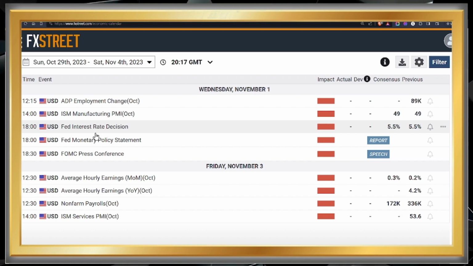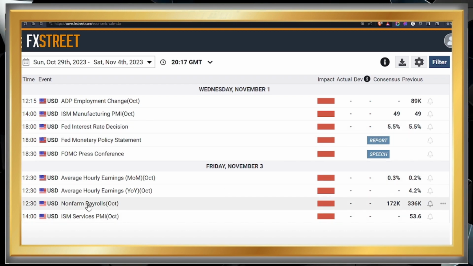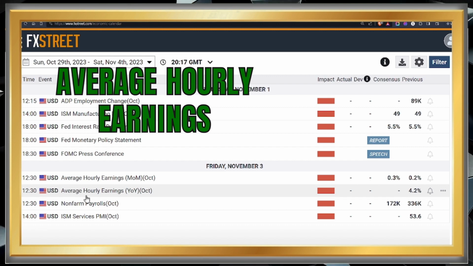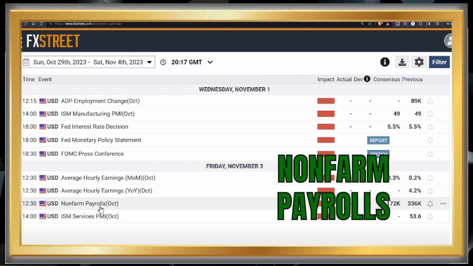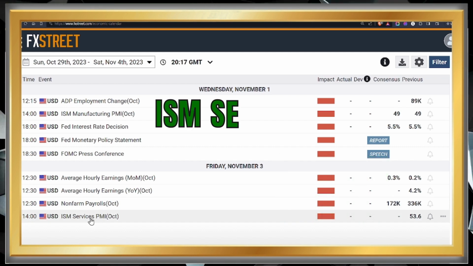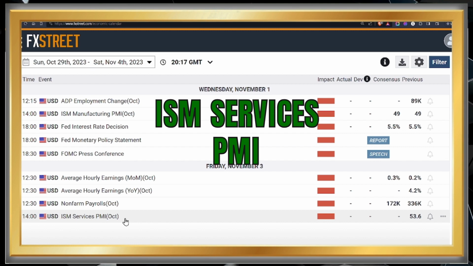Then later in the week, that's on Friday, November 3, we look forward to data coming in from the labor sector, the average hourly earnings, and the almighty non-farm payroll, which of course everyone will be looking forward to. Then finally on that day, we have the ISM services PMI.